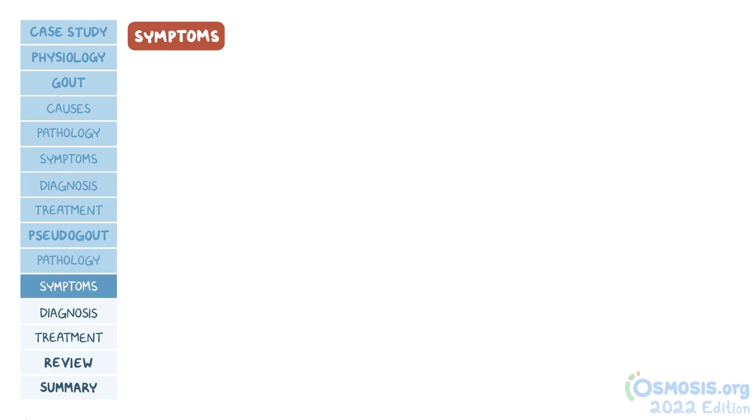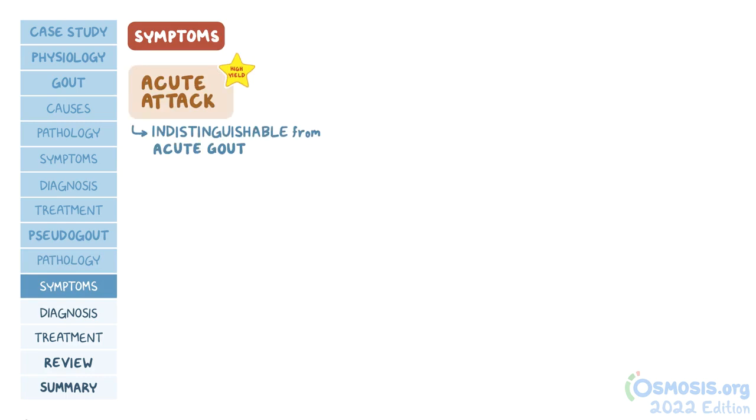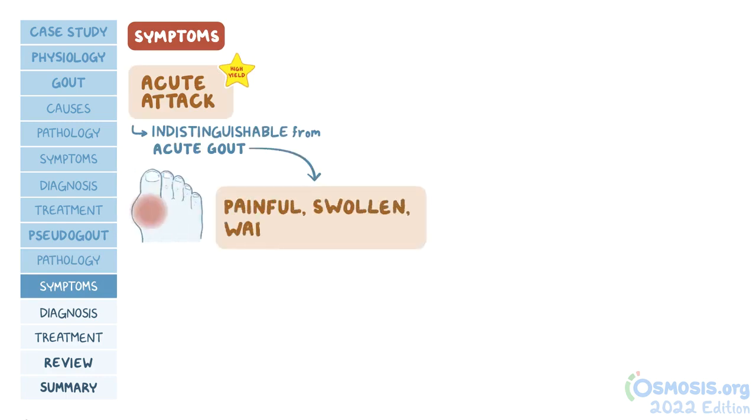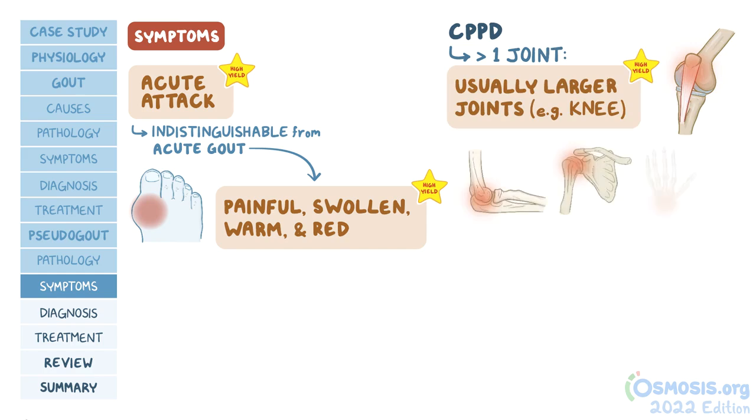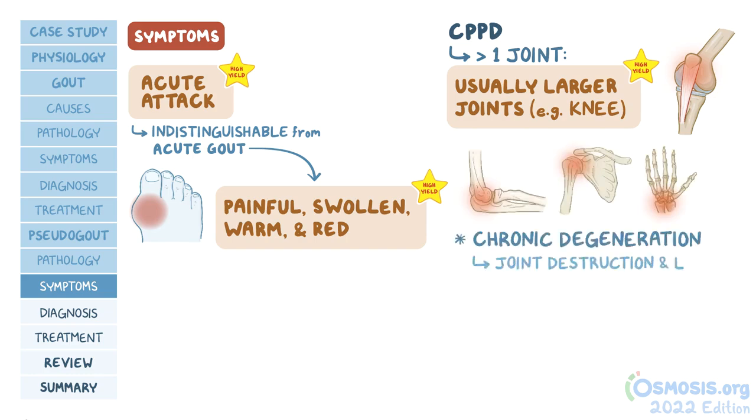The clinical symptoms of CPPD during an acute attack can be indistinguishable from acute gout, where the affected joint is painful, swollen, warm, and red. Now, although CPPD disease and gout can affect the same joints, CPPD disease tends to affect more than one joint, usually larger joints like the knee. Other joints that can be affected include the elbow, shoulder, and wrist joints. And just like gout, it can also lead to chronic degeneration with joint destruction and limited joint mobility.